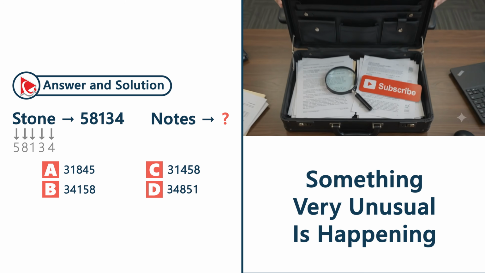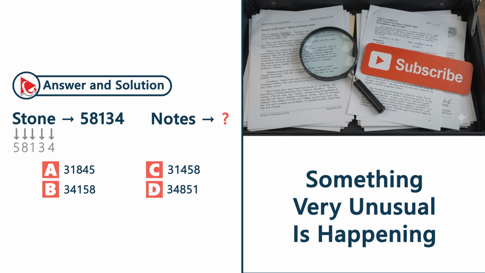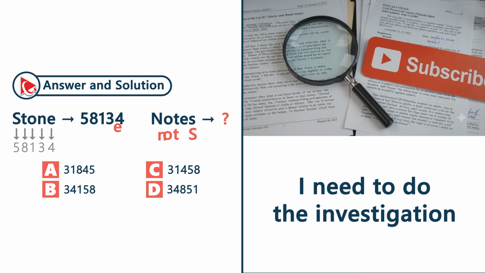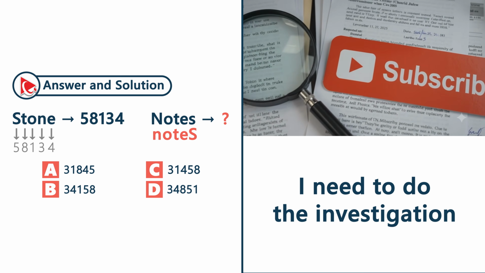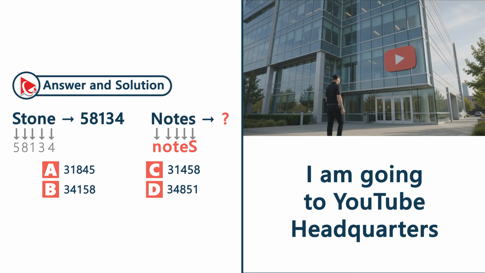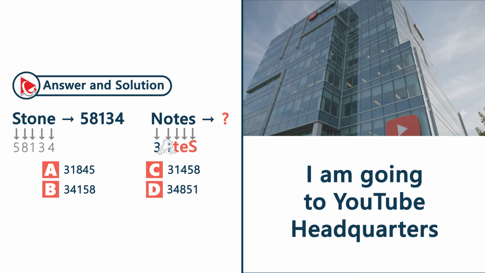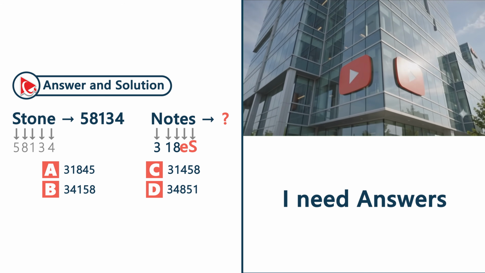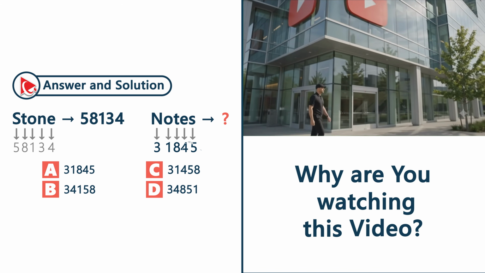Now we need to find the code for the notes. The word notes uses the same letters as stone, but the letters are arranged in a different order. So if we replace each letter in notes with the matching digits, we'll get N matches 3, O matches 1, T matches 8, E matches 4, and S matches 5.